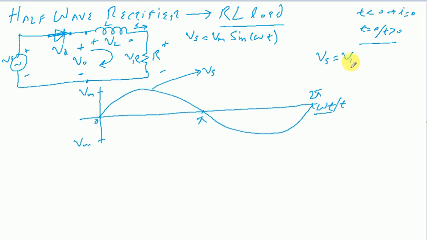So we'll have VR and VL. Because we are considering the diode to be behaving as a short circuit, we ignore any voltage dropped across the diode, which is equal to 0. We can substitute the values.